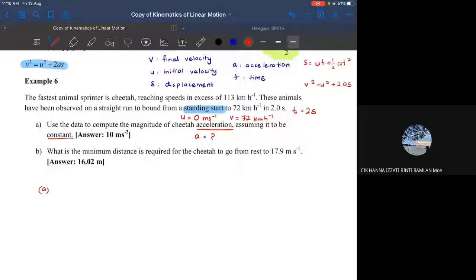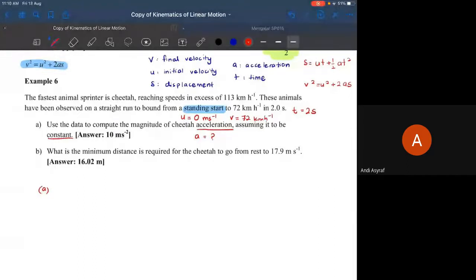So let's take a look here. We have our V, we have our U, we have our T. So we want to find our A. So kamu rasa nak guna formula yang mana agak-agaknya? Anyone wants to answer? V square equals to U square plus 2AS.